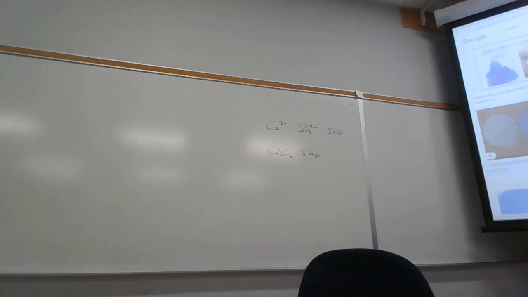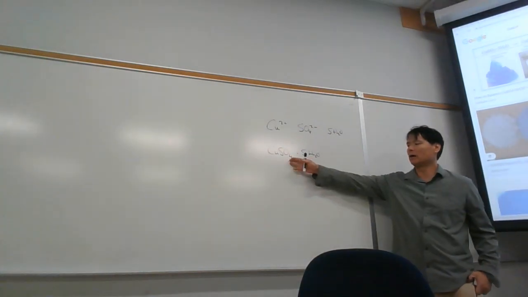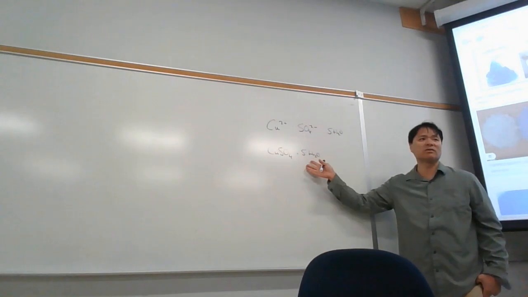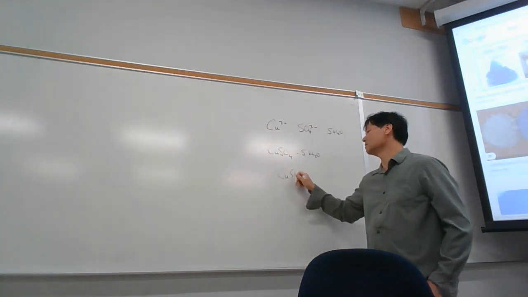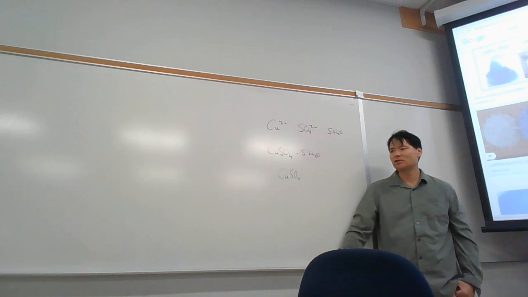If we start heating this up, it starts to dry it out. And as we start heating it up, we'll go to 4 waters for every copper 2 sulfate formula unit. 3 waters, 2 waters, 1 water, no waters. Once we hit no water, then it's just CuSO4. This is called anhydrous. Anhydrous means no water.